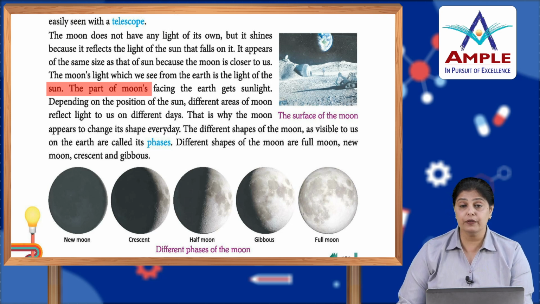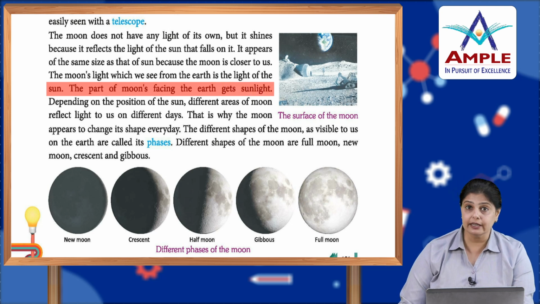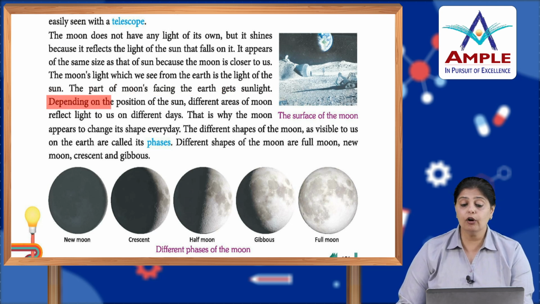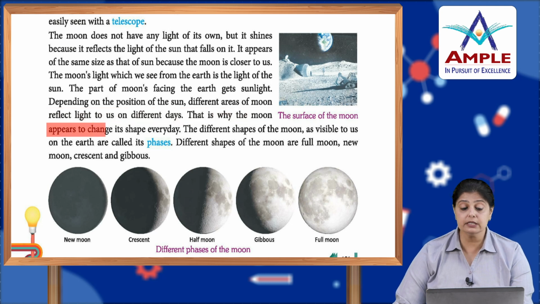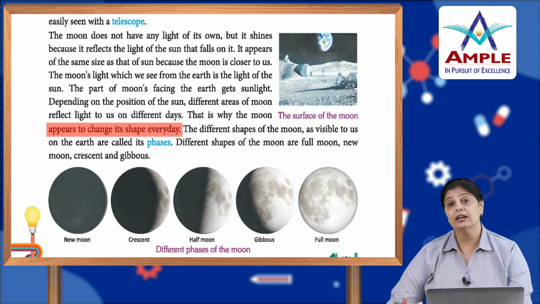The part of the moon facing the earth gets sunlight depending on the position of the sun. Different areas of the moon reflect light to us on different days. So, it is all depending on the position of the sun that different areas of the moon reflect the light to us on different days. And that is why the moon appears to change its shape every day. Actually, it is the position of the sun that's changing, and that is the reason why the shape of the moon is changing according to the light that is reflecting on it.